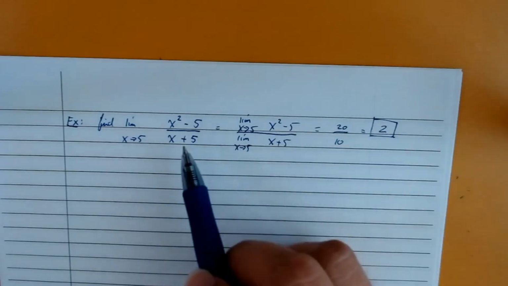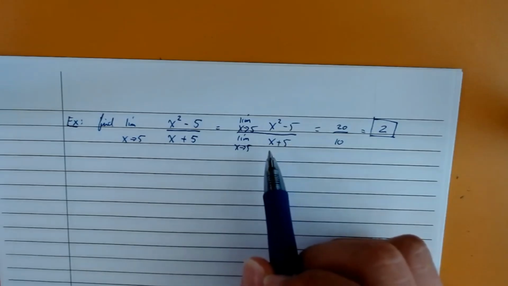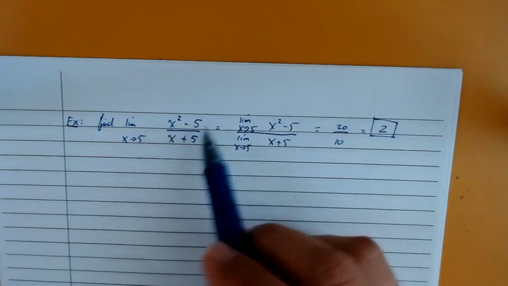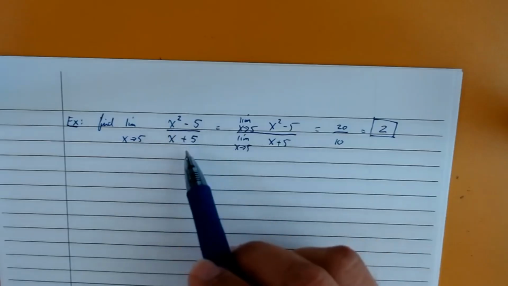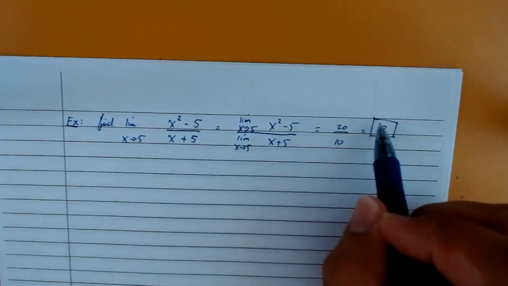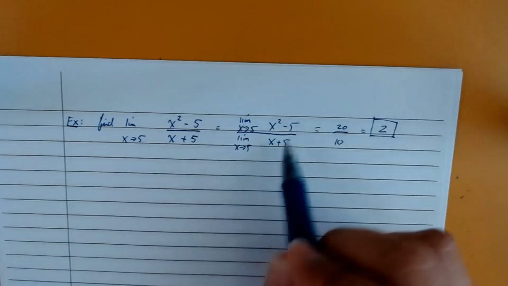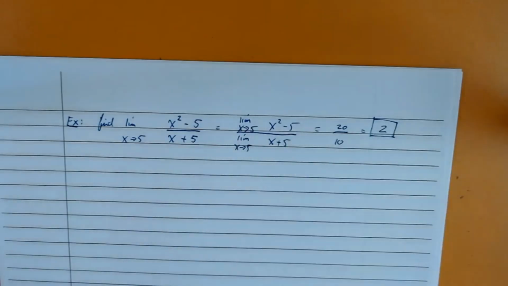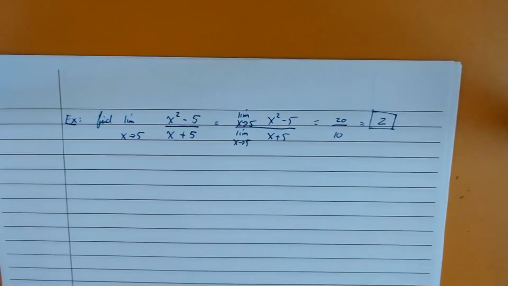For any nice, well-behaved function that we're going to deal with, polynomials, or fractions made up of polynomials, or square roots of polynomials, things like that, we're basically going to give it a try. And if you get a number, well, then you got a number. That's it. That's your answer.